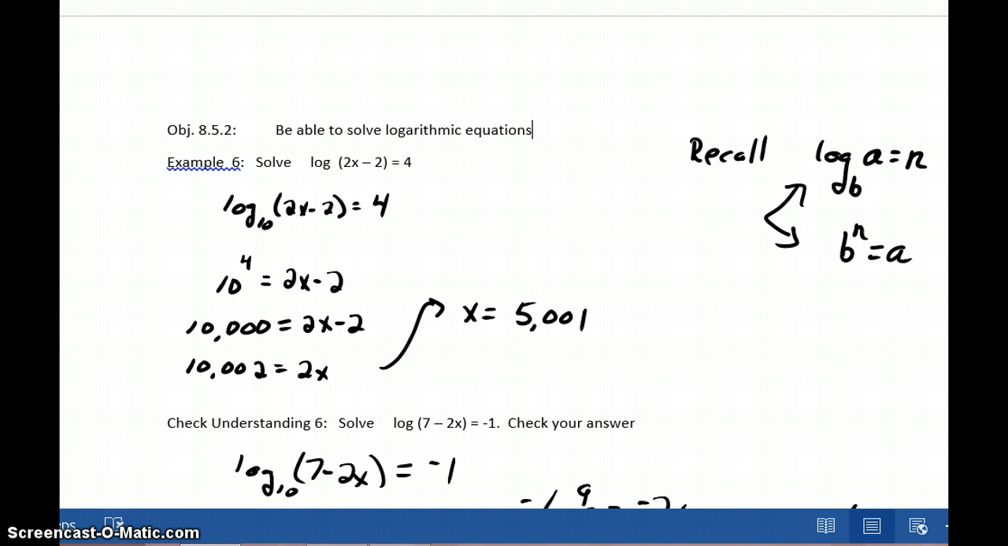I'm going to add 2 to both sides, so it's 10,002 equals 2x, and then divide by 2. X then becomes 5,001. I'd encourage you to put this into your calculator now. Log of 2 times 5,001 minus 2, close parentheses, and just check, does that equal 4? And it certainly will. Now go ahead and do check understanding 6. Solve log of 7 minus 2x equals negative 1. Again, check your answer. Please don't scroll through this until you have actually made this attempt on your own first.